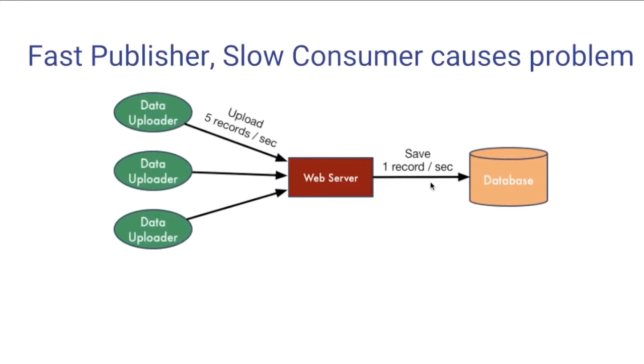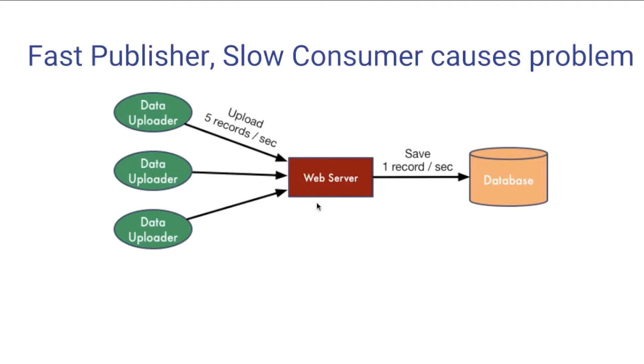Assuming that this database can only save one record per second because it has to persist that data into some permanent storage like a hard drive or SSD, that's going to be slower than if everything was done through memory or through the network. And this data uploader is very fast and it can upload 5 records per second to the web server. But since this database can only process one record at a time, that means that either the data uploader has to be throttled, so it can only send an average of 1 record per second, or the web server has to buffer. So basically it will take those 5 records and then take its time saving them one by one at 1 record per second.